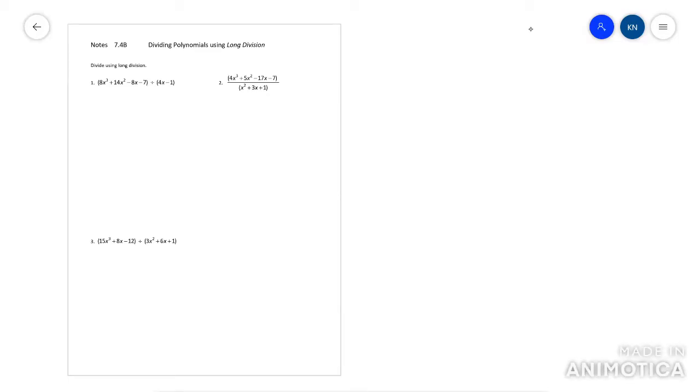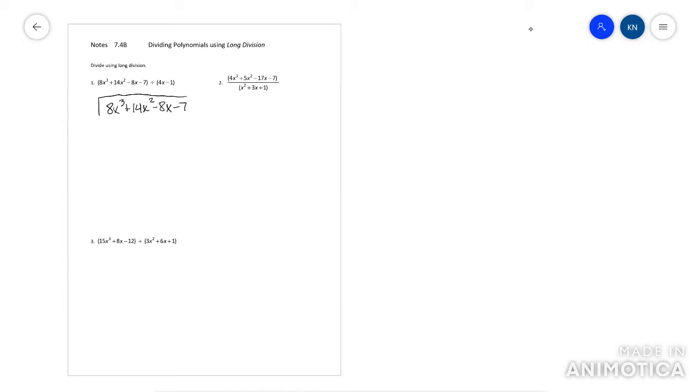All right, this video is going to go over 7.4b, which is more long division. These problems are a little more challenging than 7.4a, so let's go ahead and get started. This first one, you've got 8x cubed plus 14x squared minus 8x minus 7.